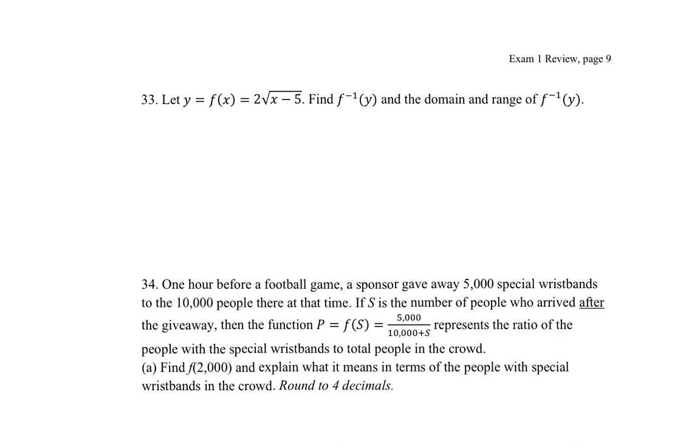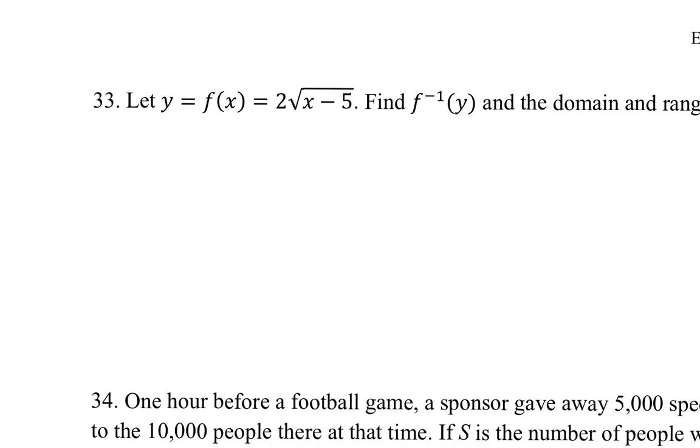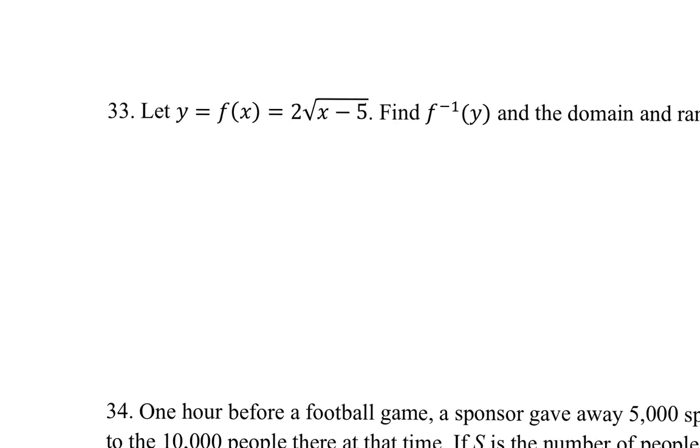Now for problem 33, we have let y equals f of x equals 2 times the square root of x minus 5. Find f inverse of y and the domain and range of f inverse of y. So I guess here, first thing is going to be set y equal to 2 square root x minus 5. And we want to get that x on its own.